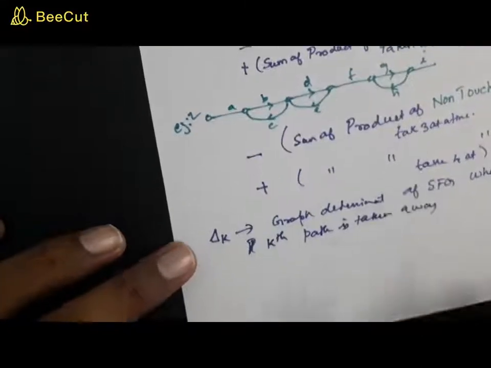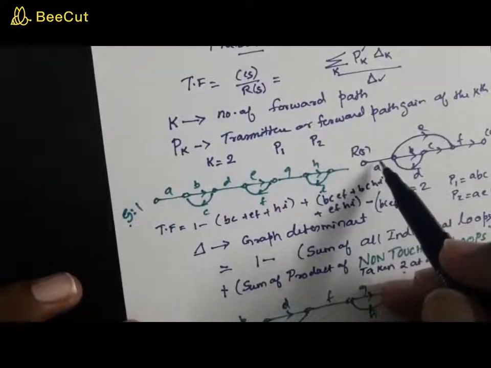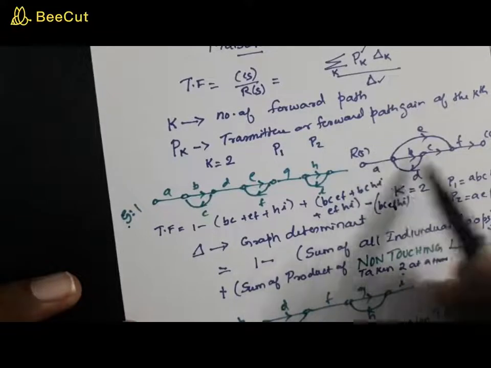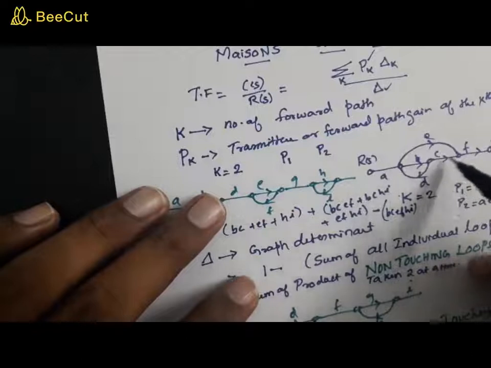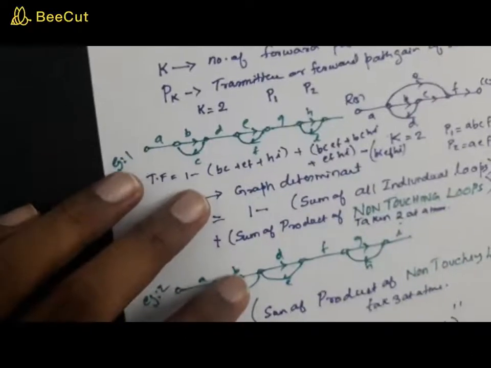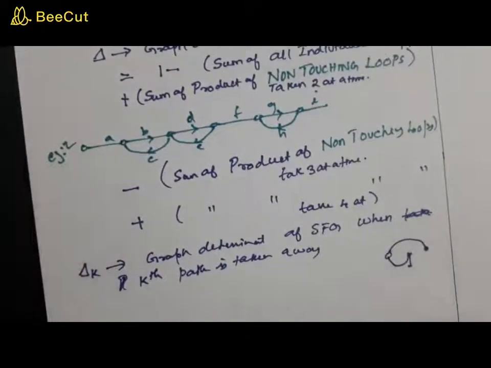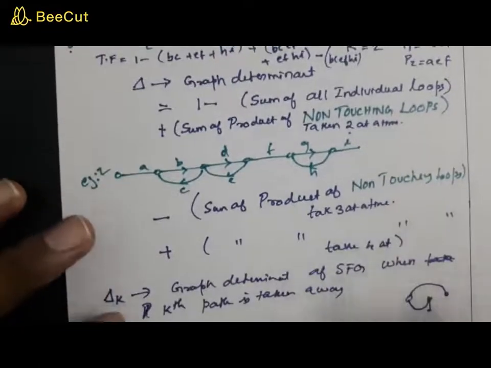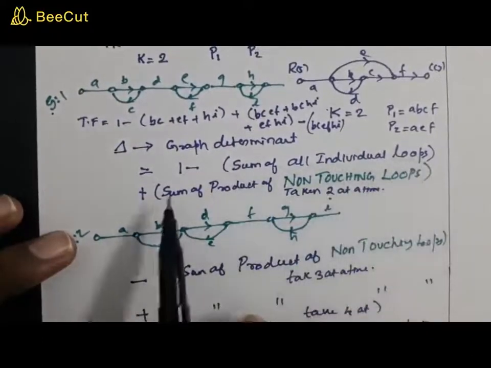That means, say in this example, if I want to find P1, this is P1, right? What is delta 1? You take away this forward path, and what you get is just a graph like this without any connection. So there is no loop, nothing is there. If there is a loop, you can write equations like this, the sum of all individual loops. There also it is the sum of all individual loops without that path k.